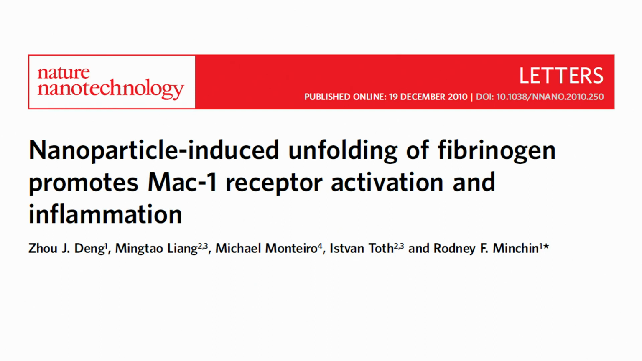Okay. So, what we will do is take an example from the literature. This is just to give you an idea of how the research is happening. This is a paper that was published quite a while back, in 2010, about how nanoparticles can induce unfolding of a protein called fibrinogen, and this unfolding then results in signaling through a receptor called MAC1 receptor, and that causes inflammation. So, here is an example of how a foreign material that is introduced causes inflammation. It is more of a mechanistic paper.